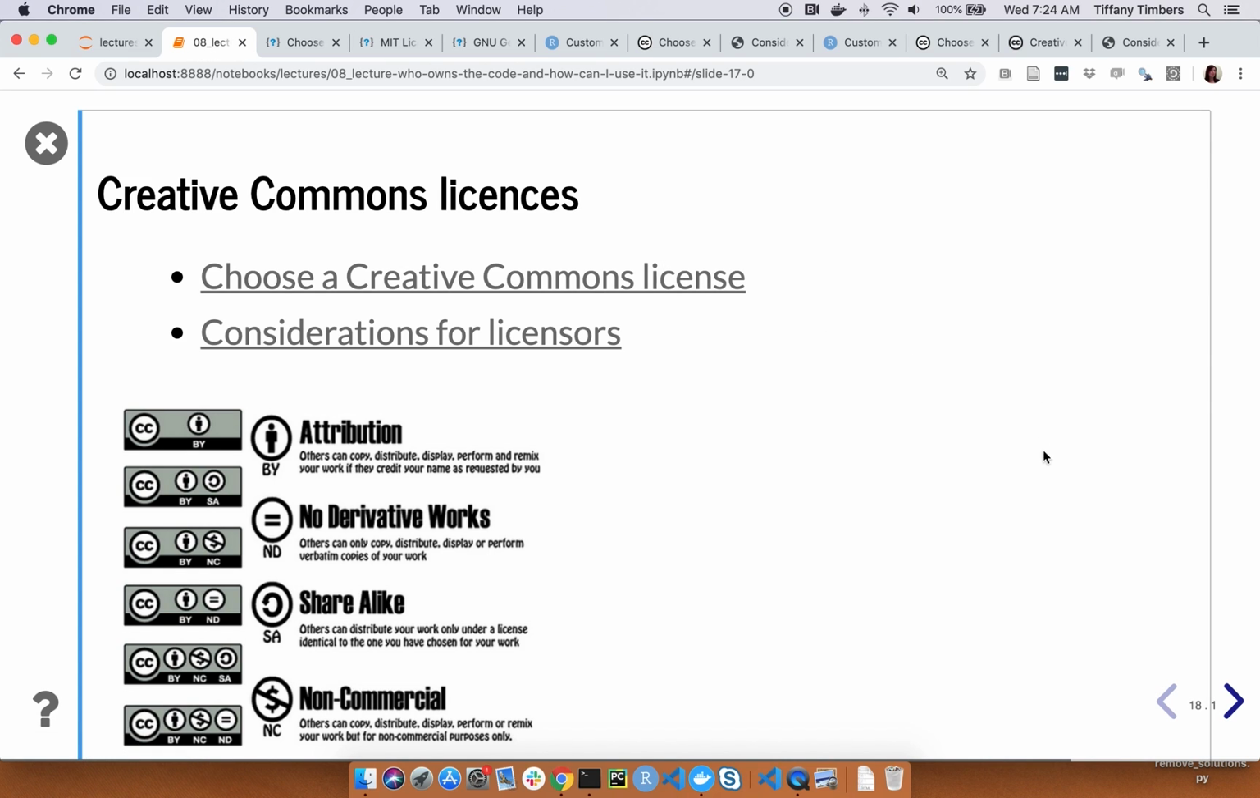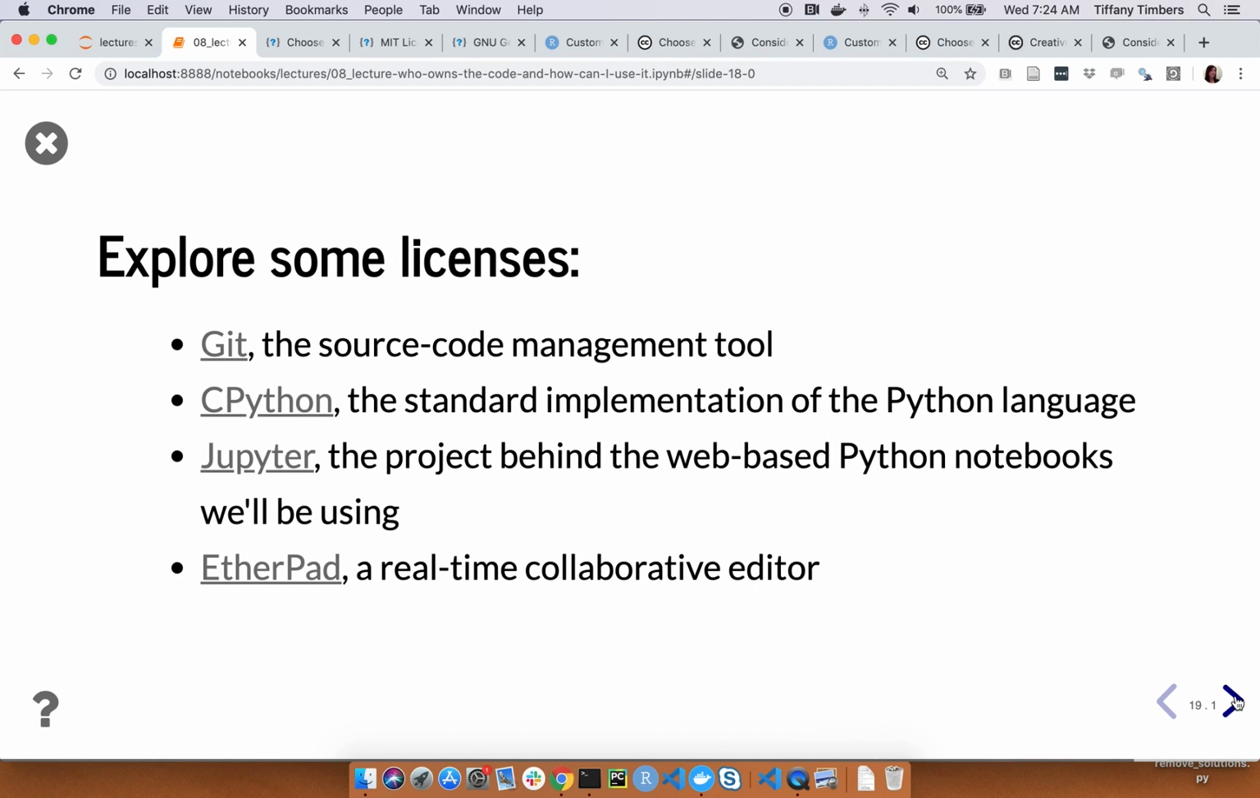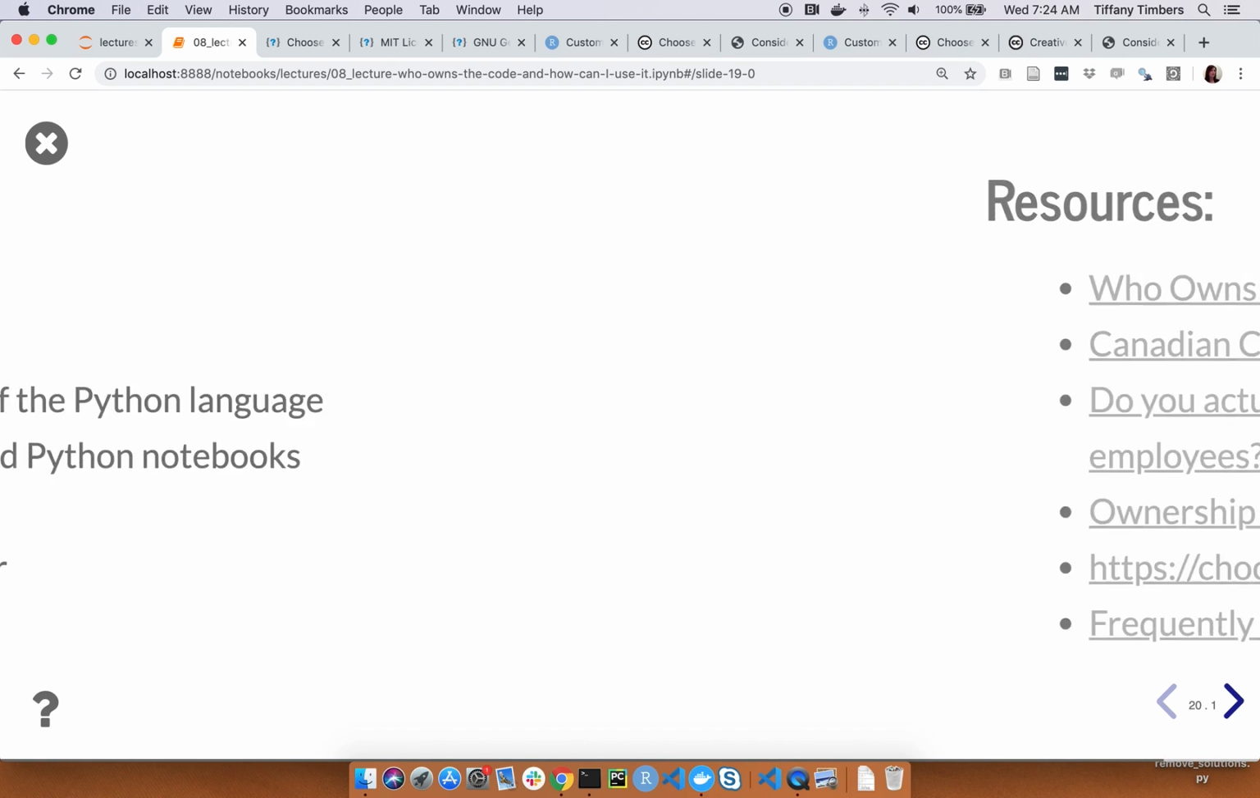I think that's all that I wanted to say about Creative Commons licenses. I have listed here for you 4 different software tools for you to go ahead and explore and look at some of the licenses for, and some of these you're using. So it's very interesting for you to take a look at what the licenses are, and think back to what we've talked about today and what implications it has on how you use these things at work.